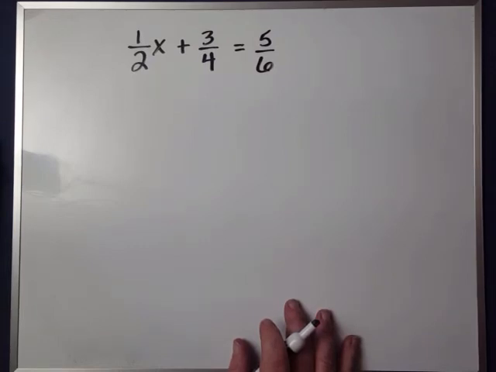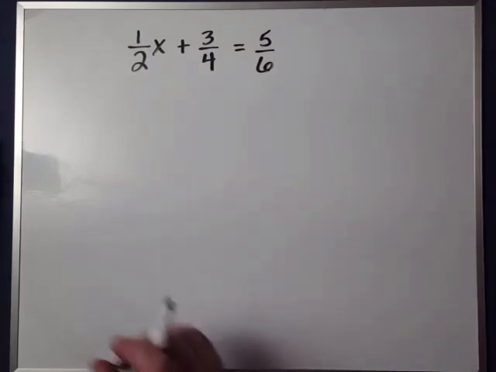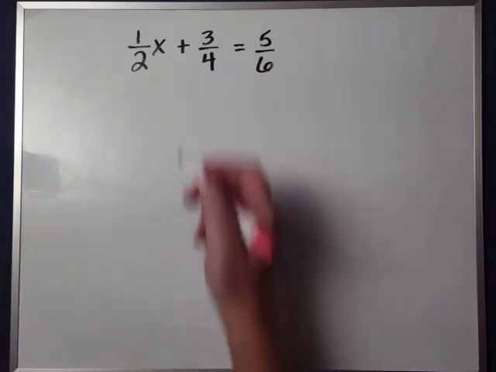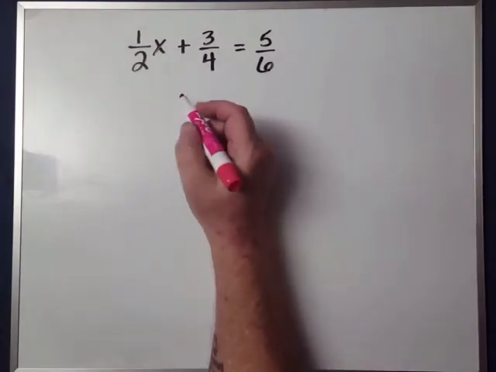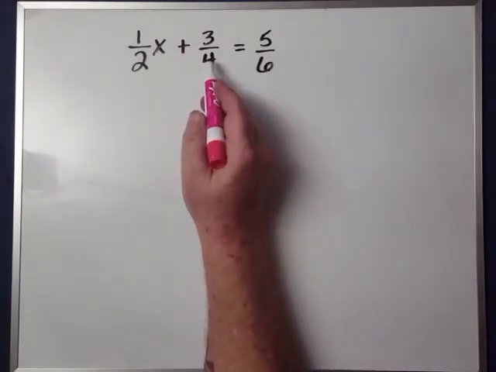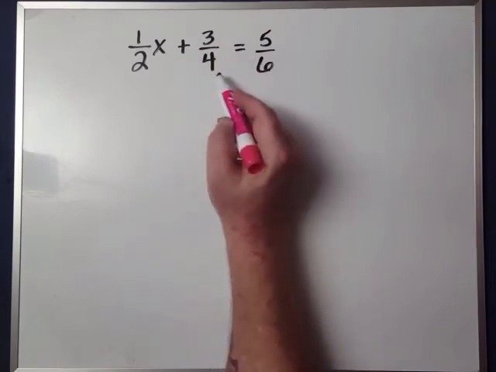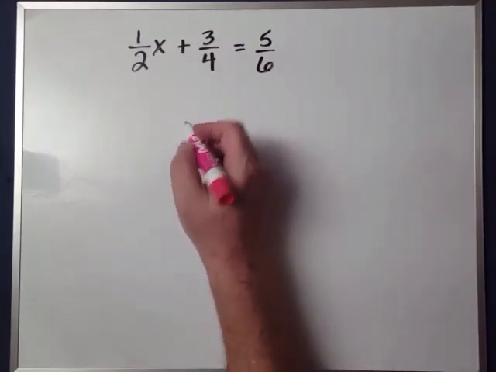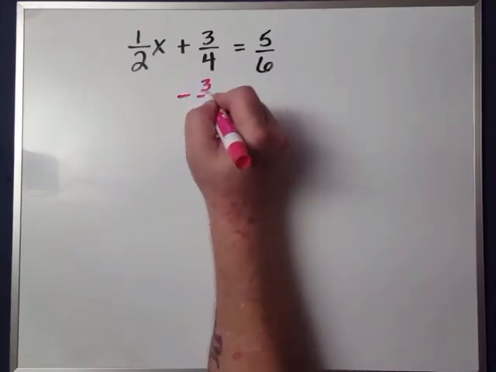Get your variable on one side. The x's exist only on the left. All right, now get your variable by itself. Just as we would do in any equation, we're going to remove the numeric term first and then come back for that coefficient. Subtract 3/4 from both sides.